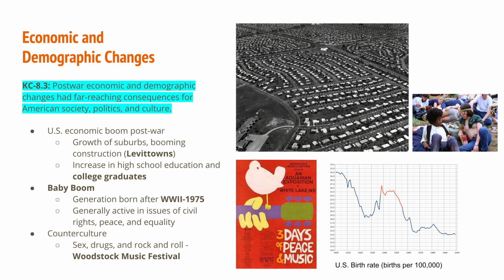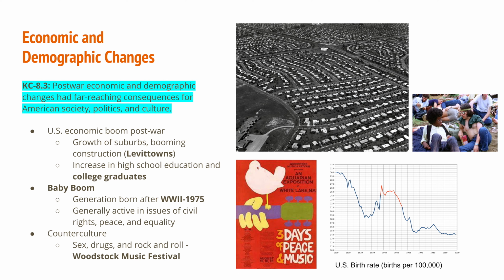We have an increase in high school education and college graduates, and the return of these veterans leads to a baby boom. This is a growth in the birth rate after World War II all the way through about 1975, when it finally starts to decline back to where it was going. And it's this baby boom generation that grows up in the midst of the civil rights movement, grows up in the midst of liberalism and Supreme Court decisions, and is usually active in the issues of civil rights, peace, and equality.